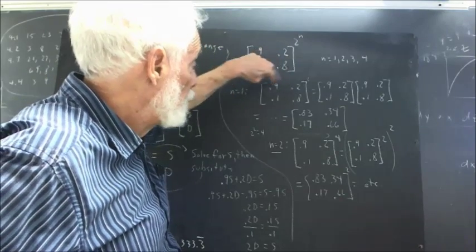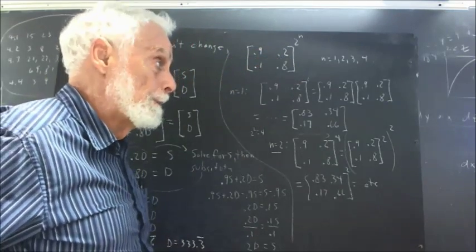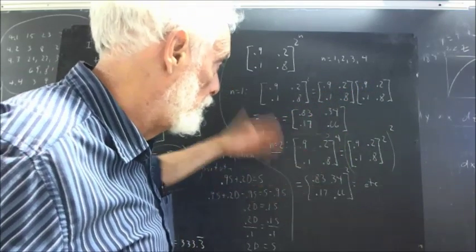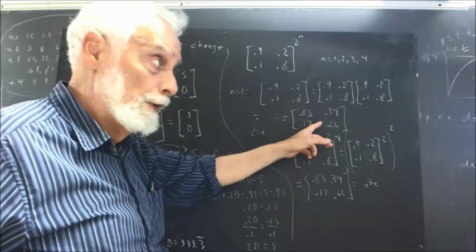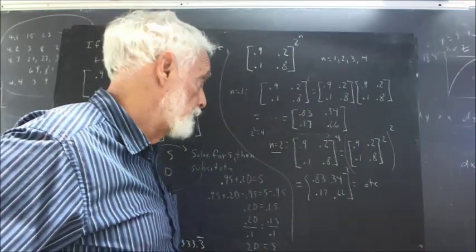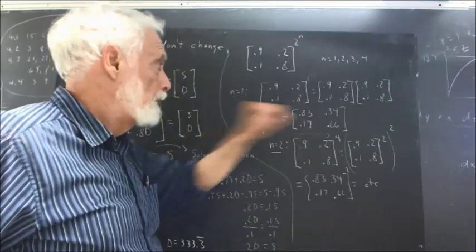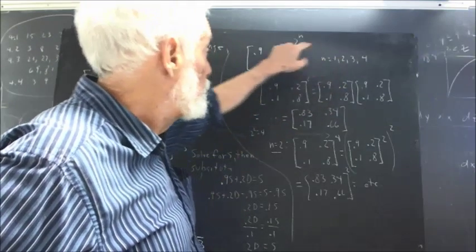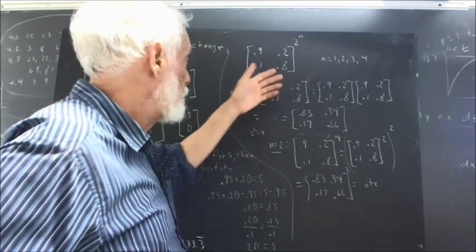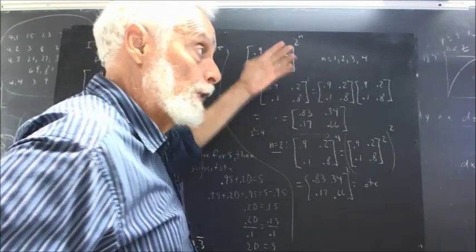So we raise this matrix to the second power, which means we multiply this matrix by itself, and we've already seen how that works out, and we get this matrix, 0.83, 0.34, 0.17, 0.66. Now, if n equals 2, 2 to the n is 2 to the second, which is 4. So we've got to raise this matrix to the fourth power.